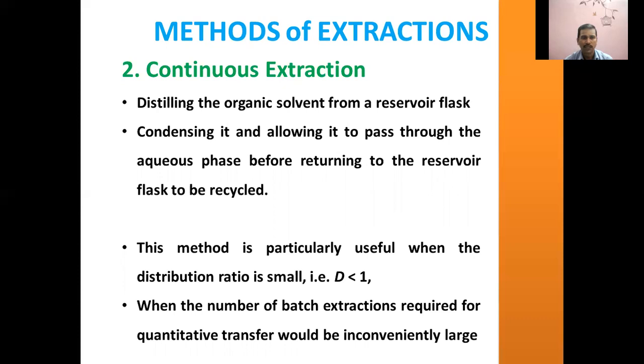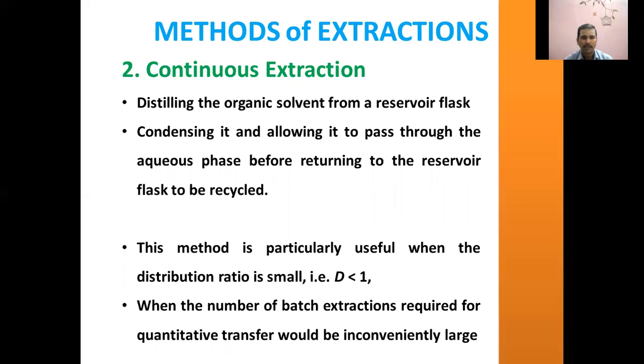If the distribution ratio is lower, even if you do a single extraction or quite a few extractions, the quantitative transfer of the solute will not be possible. So in such cases, we cannot prefer batch extraction. We will prefer continuous extraction.